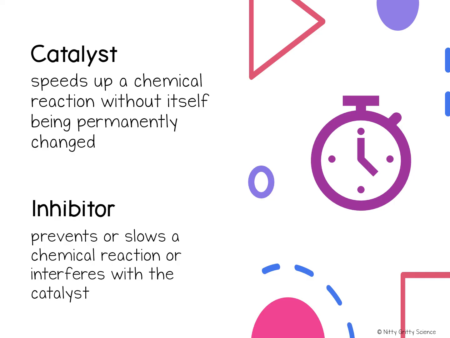When using catalysts or inhibitors to change the speed of reaction, one thing to understand is that they do not change the amount of product produced, only the rate. All right, we have now completed this section, so it is time to show what you know.